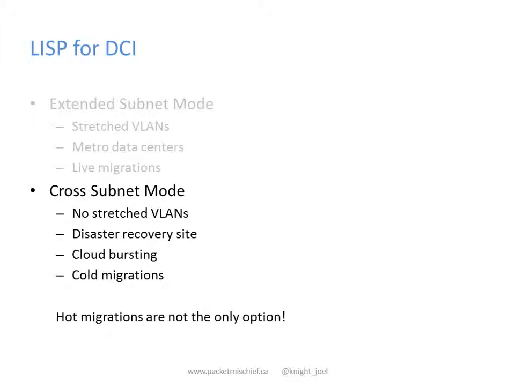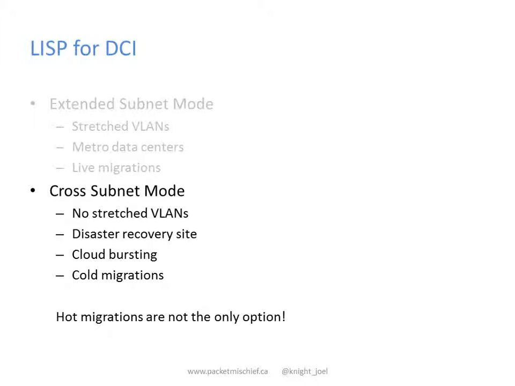I think we often think that hot migrations are the default answer. They're the only way that we can get workloads from site to site. Part of my motivation for doing this screencast on this topic was to advocate for the idea that hot migrations are not the only option. There is a good use case for doing cold migrations, and that using technology like LISP and what we're about to look at here enables a very simple design, a very elegant design from the perspective of the user.